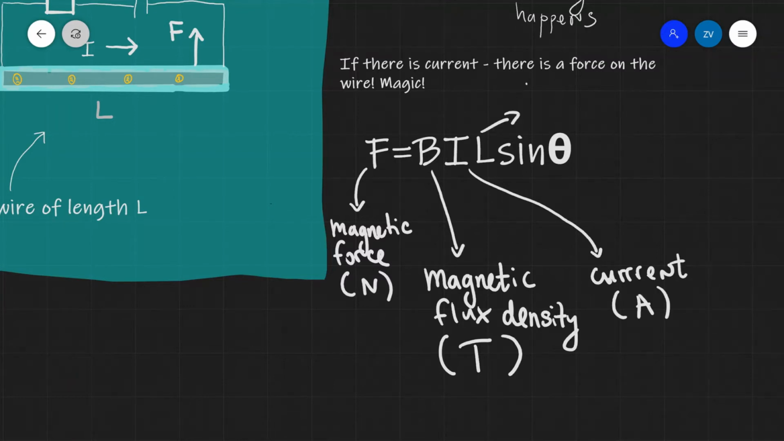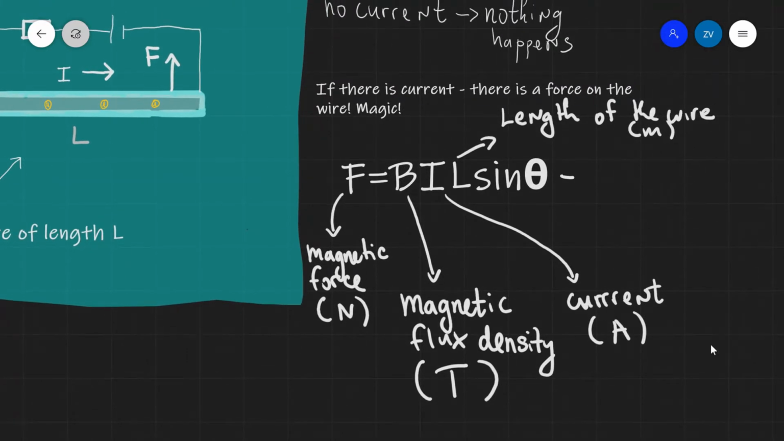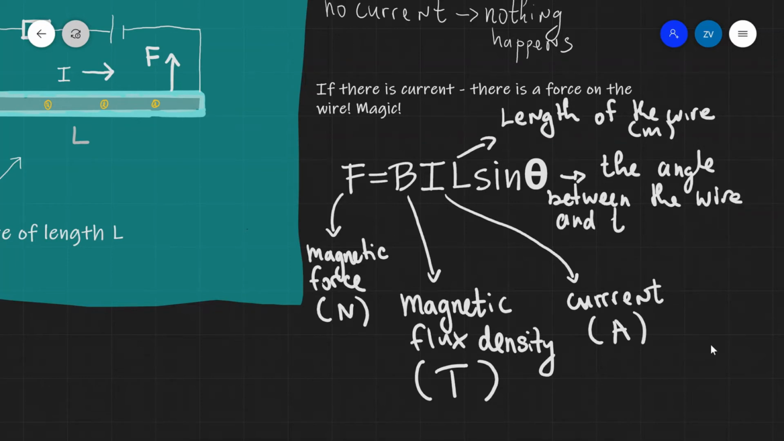L is going to be the length of the wire, measured in meters, of course, and sine of the angle is going to be the angle between the wire and the field. And because it's the sine of that quantity, sine of theta will be dimensionless.